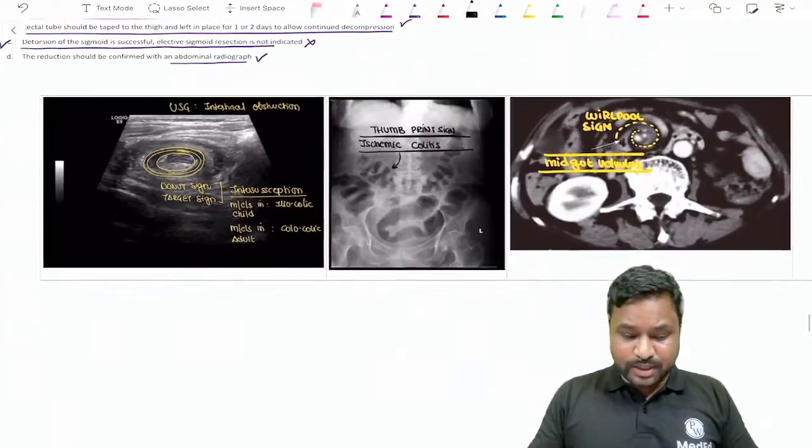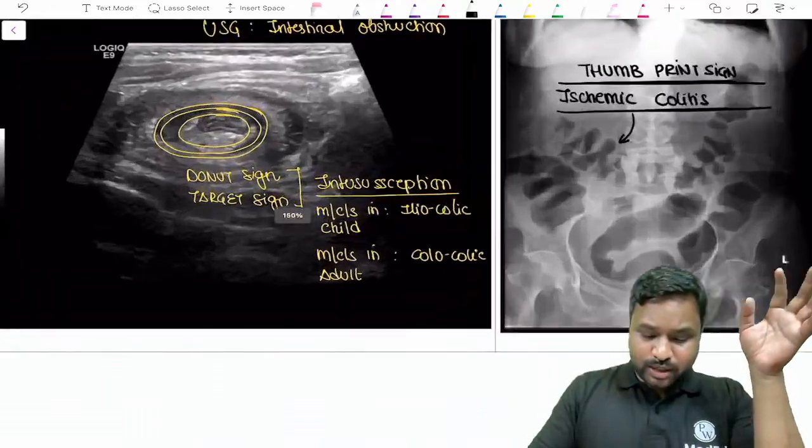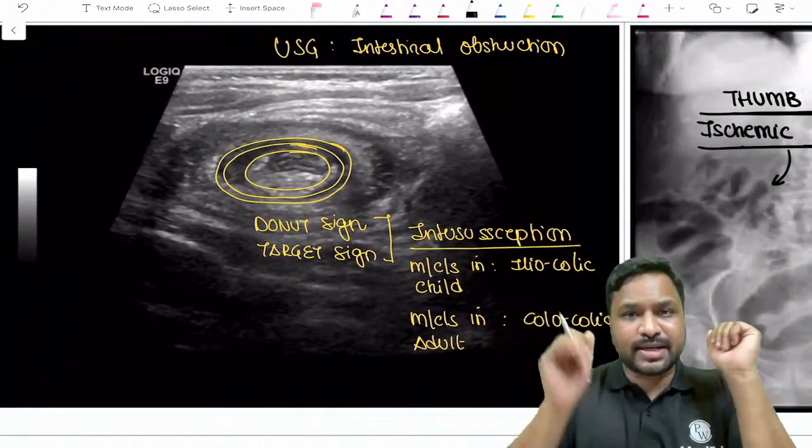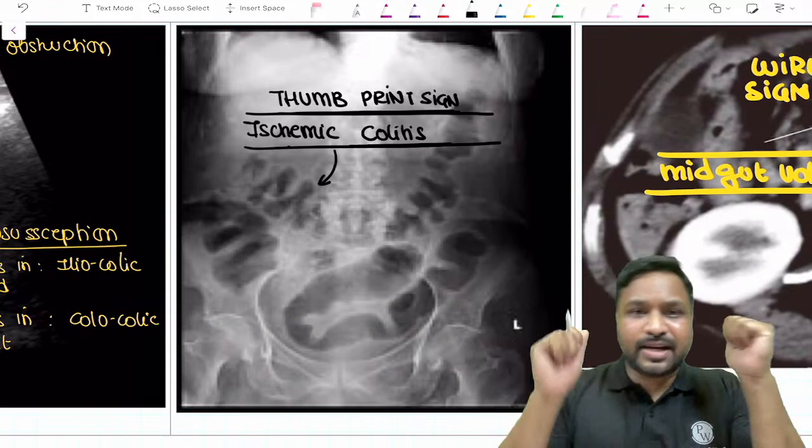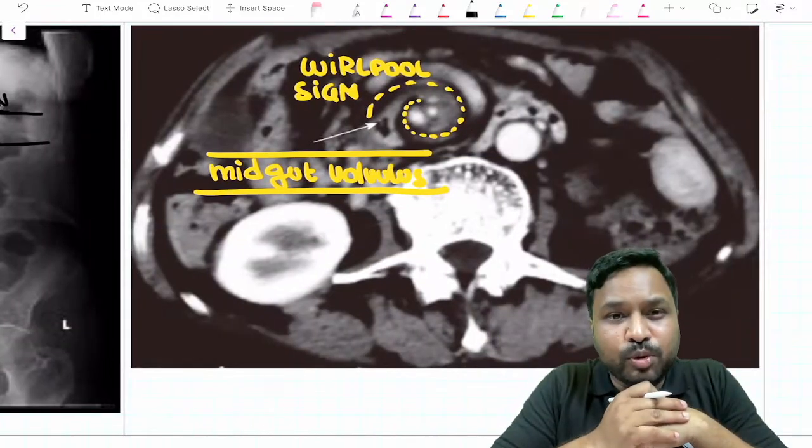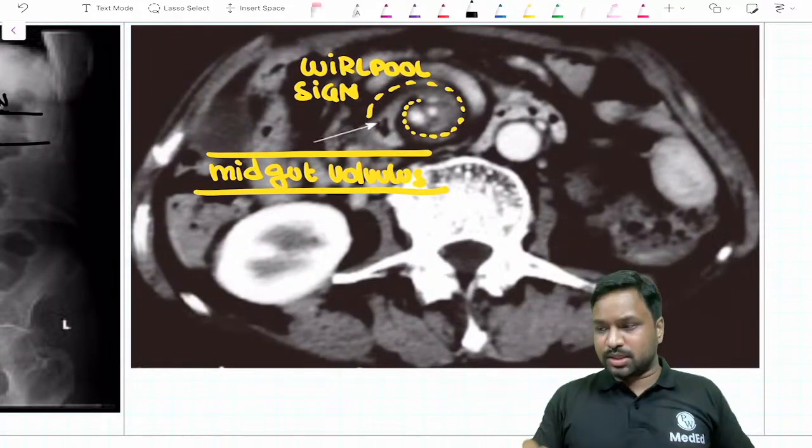Now, the other things that you can see, if you see a target sign on an ultrasound, that indicates a doughnut or target sign of intussusception. If you have a thumbprint sign, it is ischemic colitis. If you have a whirlpool sign, it is mid-gut volvulus, right?